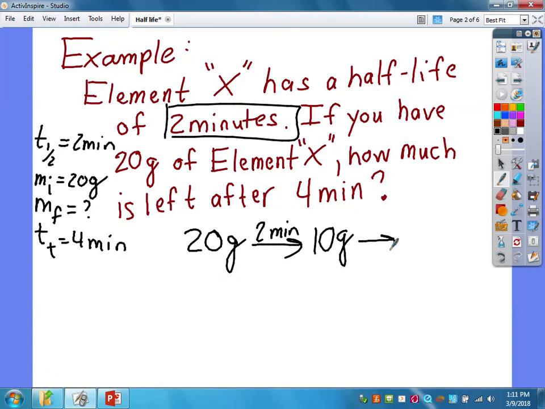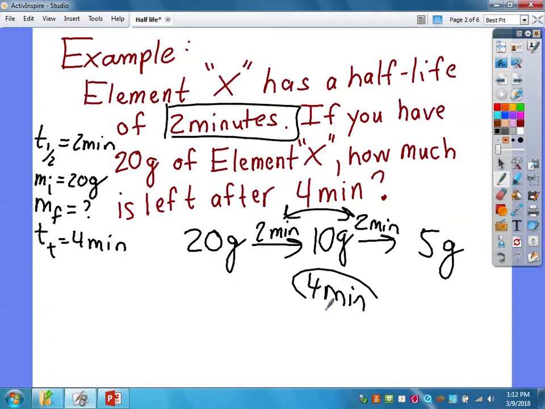4 minutes. So after another 2 minutes, and that's where I think people get confused because they write 4 there, it's every 2 minutes we halve the amount. So 2 minutes go by, 10 grams is left, and another 2 minutes go by, 5 grams is left. What is the total time that has gone by? 4 minutes, and so I'm done. I have 5 grams left over. That's my final answer. It's not 4 minutes, but 5 grams.